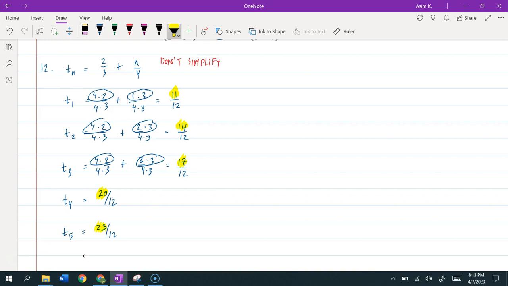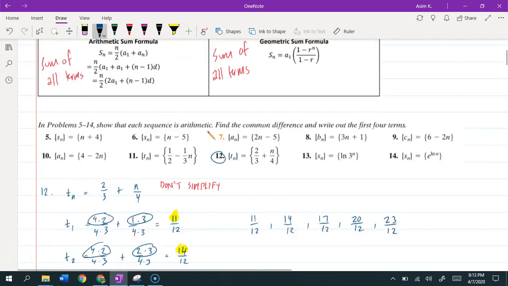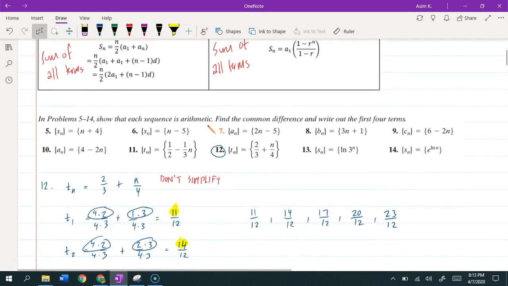Now, let's go ahead and write these out. All right, we've got 11 over 12, 14 over 12, 17 over 12. And again, if you want, you can plug in those specific numbers into the fourth and the fifth term. By all means, you'll find that what I'm saying is true. You do end up with 20 over 12 and 23 over 12. So there you go. We've fulfilled what they were asking for us.